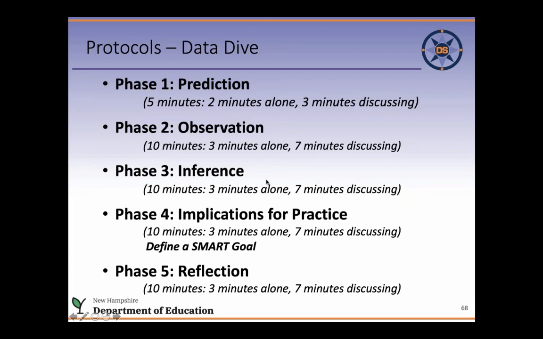The next phase is inferring. Why do you think these things happened? Why did so many students do well in math this year? Why did so many students not do well in reading informational text? And based on that discussion, you will come up with some implications for practice. So based on what you think the reason is, and we never know for sure, you will come up with some steps that you're going to follow in order to improve your results or to get some stronger student learning.